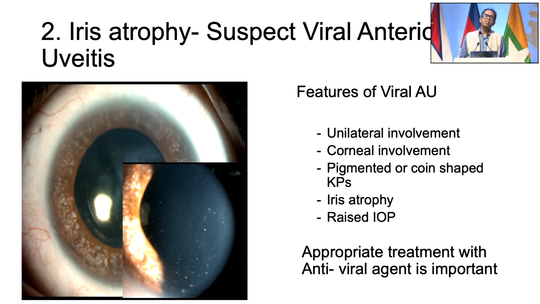Next important sign you need to look for is iris atrophy. The iris atrophy usually indicates viral anterior uveitis, although it can be seen in various other conditions. But a few things will give you an idea that you are dealing with a viral uveitis: unilateral involvement, corneal involvement in the form of some scar, pigmented or coin-shaped distribution of the keratic precipitates, and raised intraocular pressure.